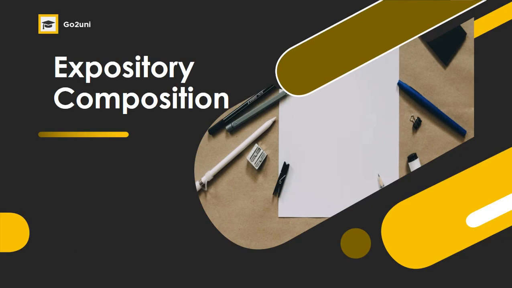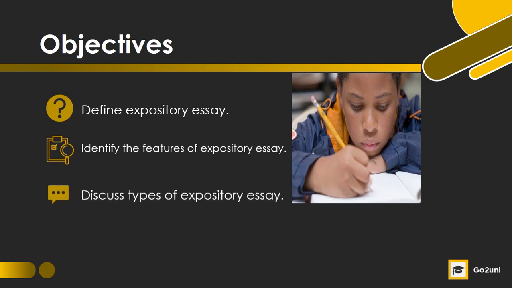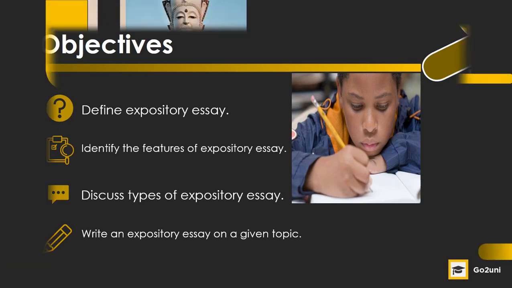What is expository composition? You can also call it expository essay. Before we answer that question, I want us to review some of the learning objectives for the lesson. By the end of the lesson, you should be able to discuss or define expository essay. You should be able to identify the features of expository essay. You should also be able to discuss types of expository essay, and finally you should be able to write an expository essay on a given topic or a topic of your choice.